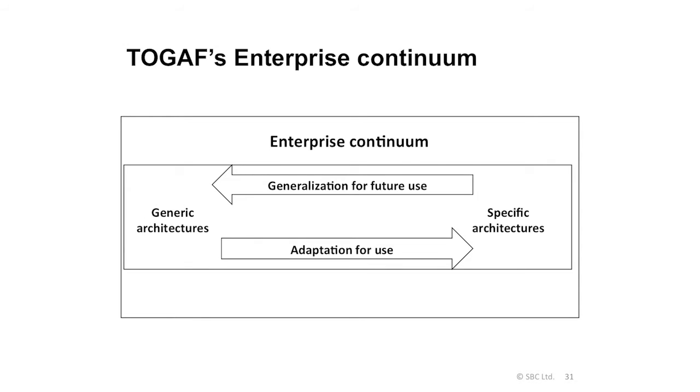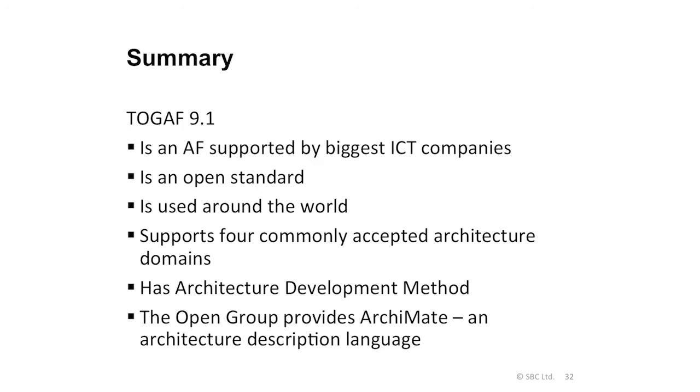TOGAF includes the enterprise continuum concept, which explains how generic solutions can be leveraged and specialized in order to support the requirements of an individual organization. TOGAF views the process of creating specific enterprise architecture as moving from more generic to more specific architectures. In summary, TOGAF is a favorite of ICT companies, is open, and is global. It supports accepted architecture domains and has an architecture development method. It also provides its own ADL, Archimate.